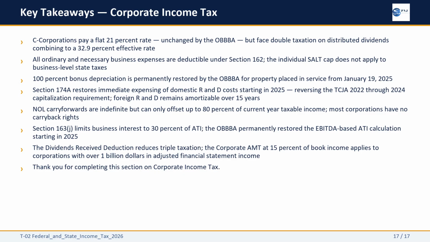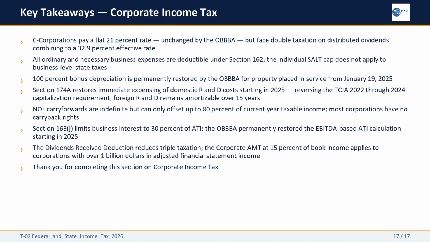Let us summarize the key takeaways. C corporations pay a flat 21% rate unchanged by the OBBBA, but the double taxation of distributed dividends creates a 32.9% combined effective rate compared to 29.6% for a comparable pass-through. All ordinary and necessary business expenses are deductible under Section 162, and the individual SALT cap does not restrict business-level state tax deductions. 100% bonus depreciation is now permanently restored by the OBBBA for property placed in service from January 19, 2025.